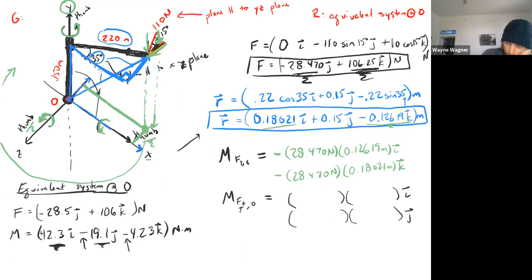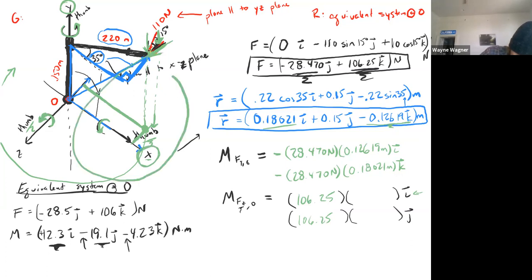And so we know the magnitude of this force is 106.25. And now in this direction, we want to think about what it's doing around the x-axis. So this x-axis right here. And it looks like this is going to cause things to spin that way. So it's going to have a positive sign in the x direction.